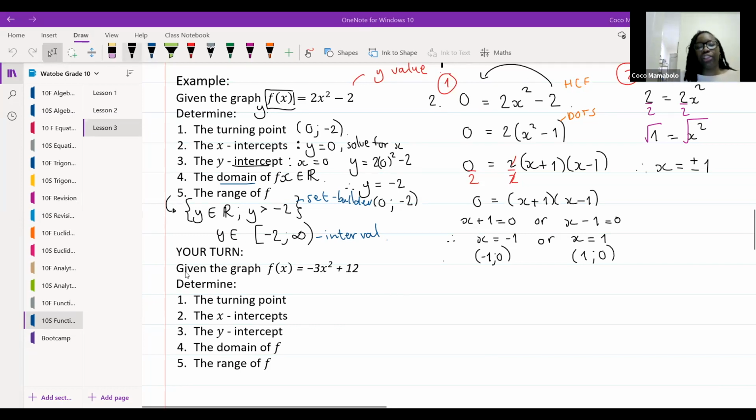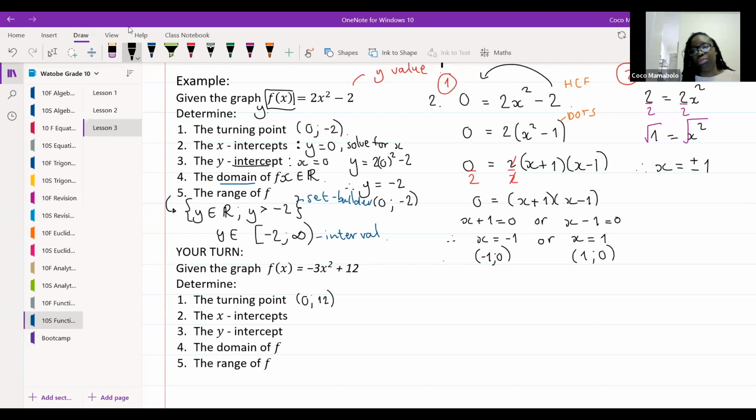Now, we need to determine our turning point. You guys can pop your answer for the turning point in the chat for me. What did we get for a turning point? Remember, we got this value over here. Abuyani, give me my turning point. Abuyani, are you there? Ma'am? Yes. Our turning point is 0 and 12. Excellent, beautiful, good. I need to find my x-intercepts, Abuyani.